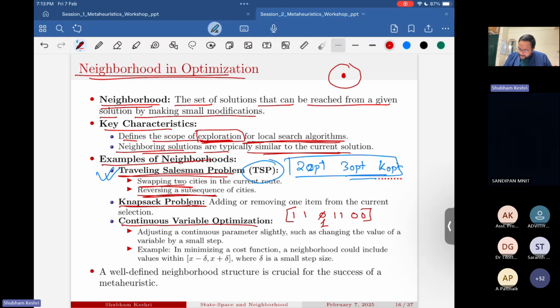For continuous variables, you can just take x minus delta and x plus delta. Okay, so choosing a neighbor, how to create a neighbor is important. A well-defined neighborhood is crucial for the success of the metaheuristics. This is actually important.